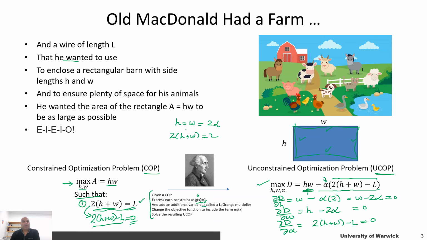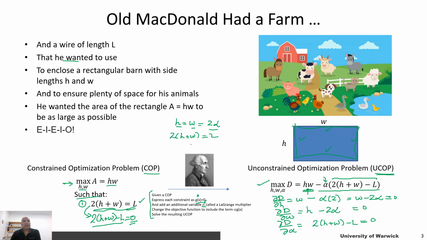Now, it's really straightforward to see that the height and the width of this rectangle that we are trying to make are equal, and they're equal to 2 times alpha. And what that means is that the rectangle that MacDonald wants to make, to maximize the area such that the perimeter is of a certain length L, is going to be a square. A rectangle with equal sides is of course a square. So we know that this is going to be a square.